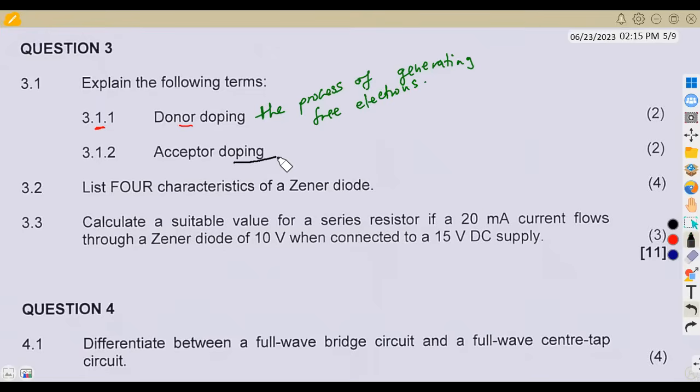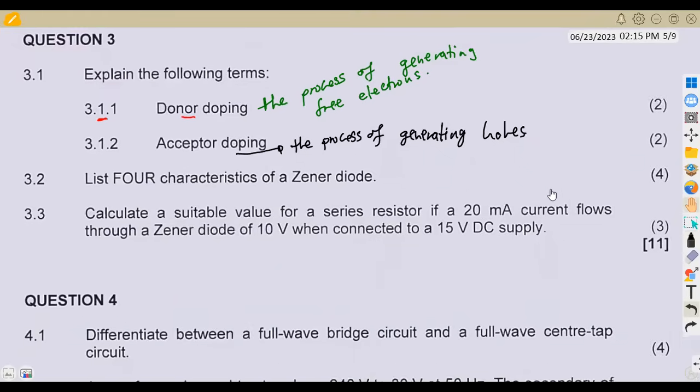Then acceptor doping. Now, this is the process of generating holes. So this part, we are talking about generating holes. So these are the two that you're having, and 2 marks for that, which is actually a lot.